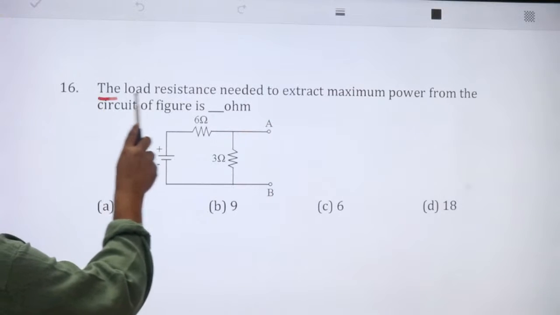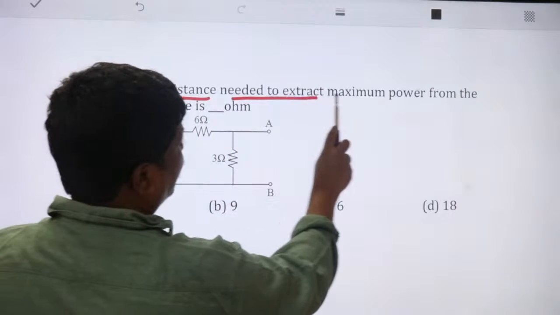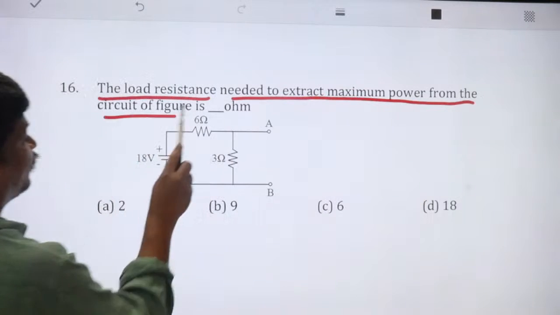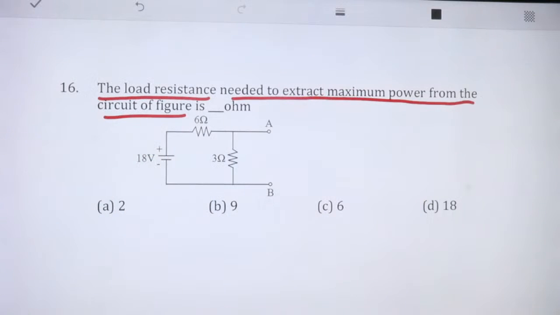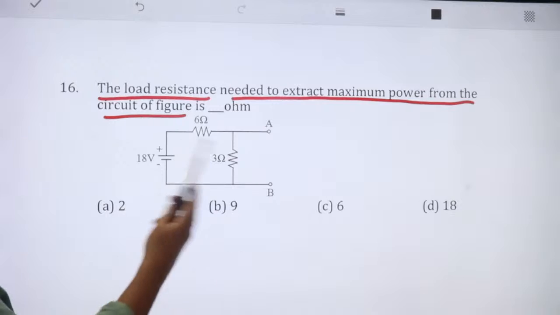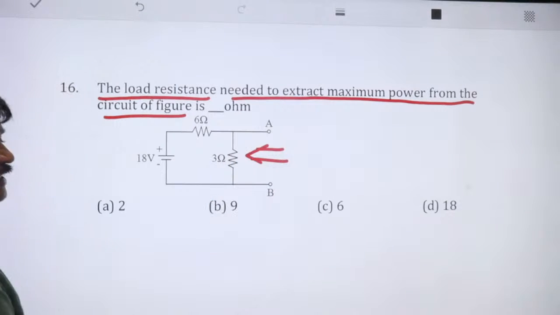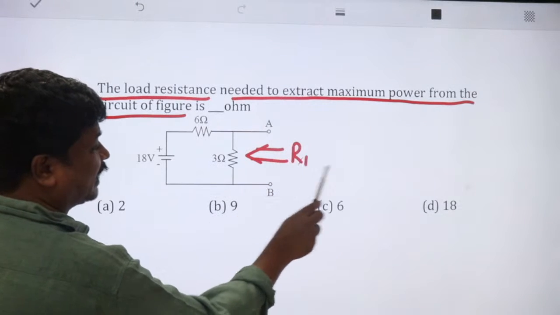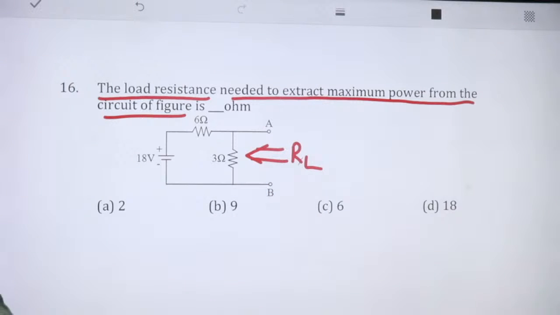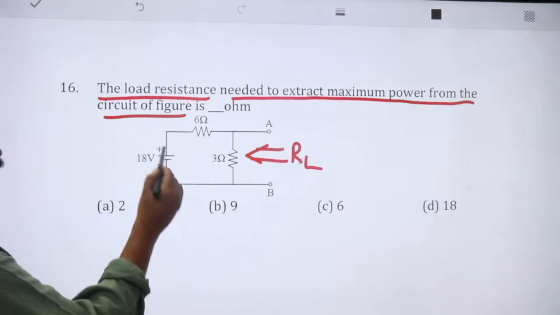The load resistance needed to extract maximum power from the circuit figure is dash ohms. If you want to get the maximum power, the load resistance must be equal to internal resistance. The load resistance RL must be equal to internal resistance. What should the internal resistance be?